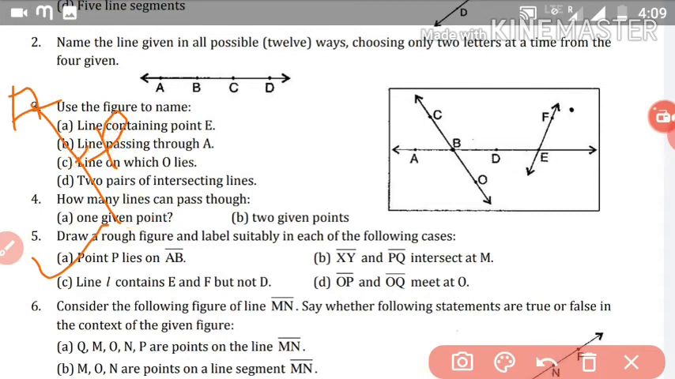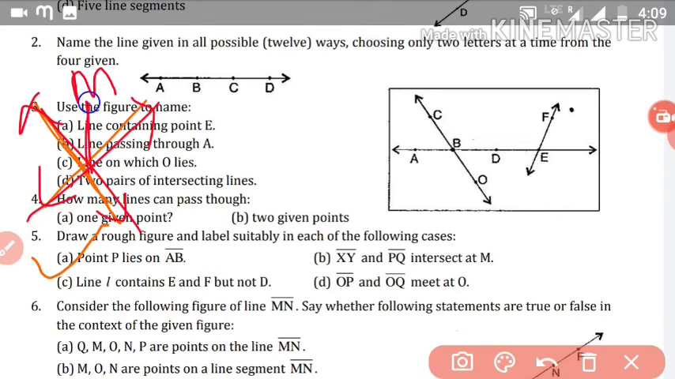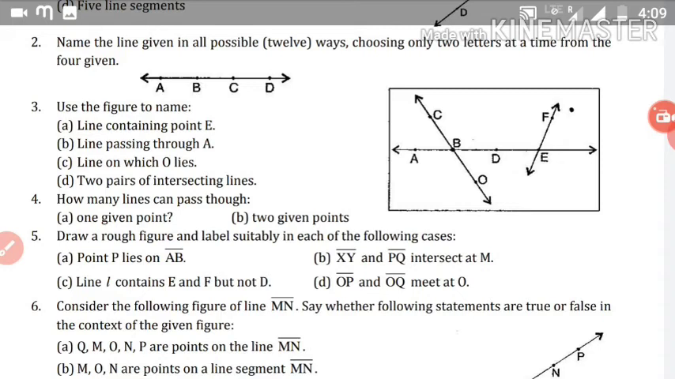In the same way, the next question is XY and PQ intersect at M. Intersect means, as we know, when lines cut each other, isn't it? Now which will be the intersecting point? This will be the intersecting point. So they will intersect at M. This line will be XY, and this will be PQ. XY and PQ intersect at M. In this way you have to draw. I will show you the answer in a neat and clean way.